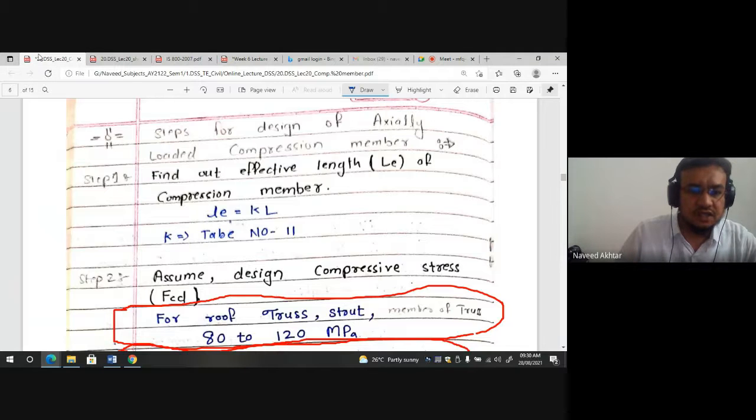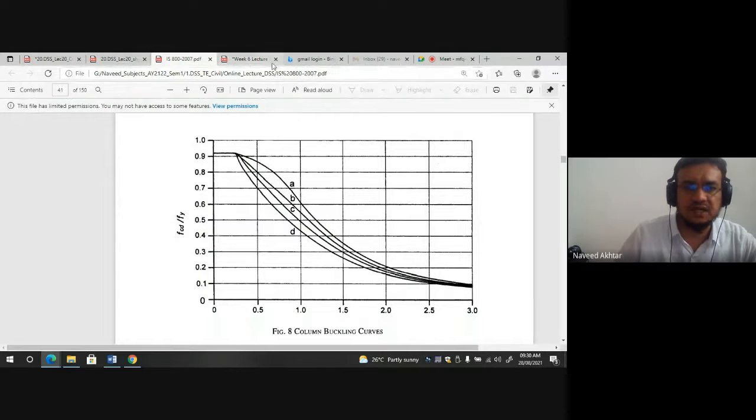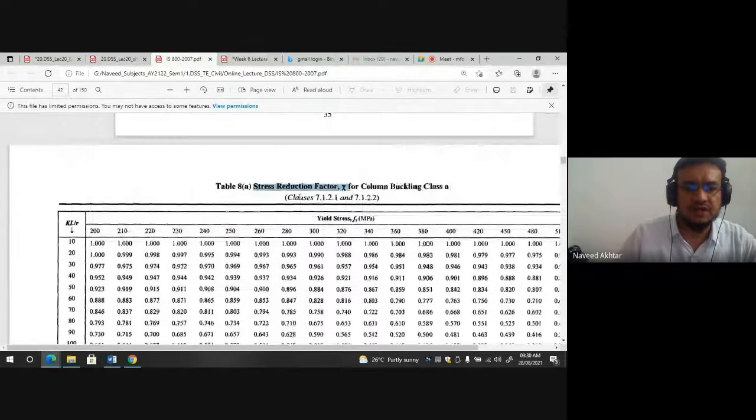So here you can see that this stress reduction factor can be found using the empirical equation, or you can find it through the table given in your IS code. These tables are given in the IS code for different buckling classes, with fy as the yield stress, and KL by r is nothing but your lambda. Based on that you can easily find it.